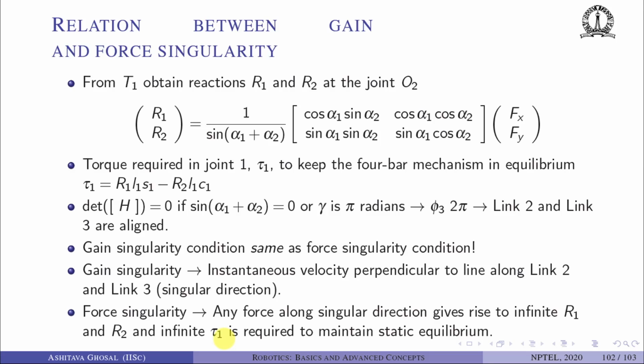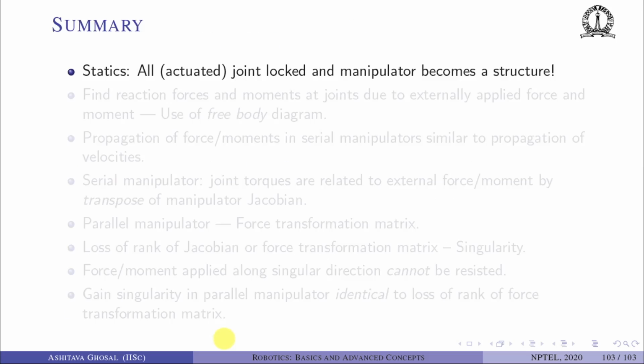Okay, so the bottom line is the gain singularity, which is determinant of K star equal to 0, is same as determinant of H equal to 0, which is the force singularity, at least for the planar 4-bar mechanism. Okay, and it turns out it is true for all parallel mechanisms.